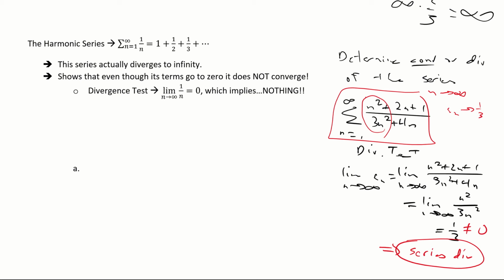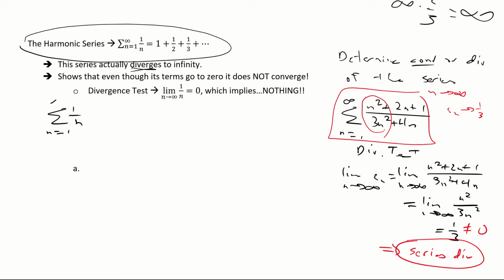Now, this is a cool one, the harmonic series. Guess what? It actually diverges. Look at it. We have the series of 1 over n, n is 1 to infinity. So the first term is 1 over 1 plus 1 over 2 plus 1 over 3 plus 1 over 4 plus forever.